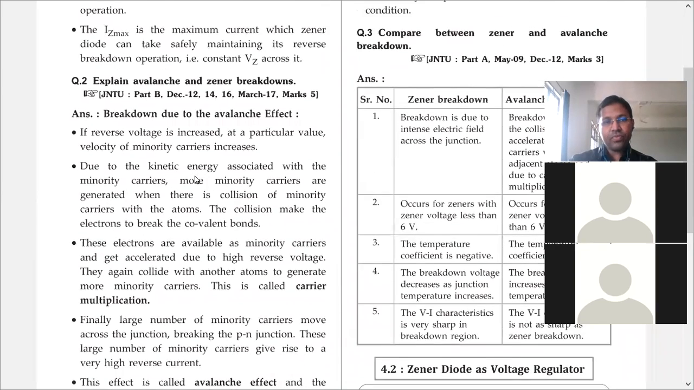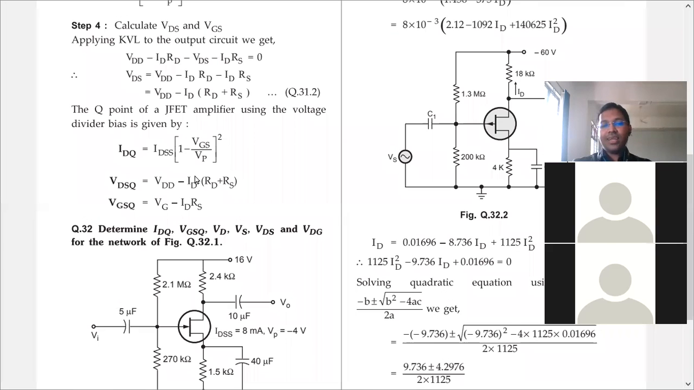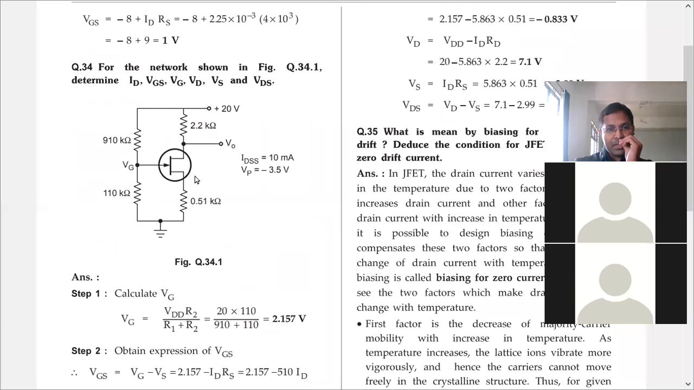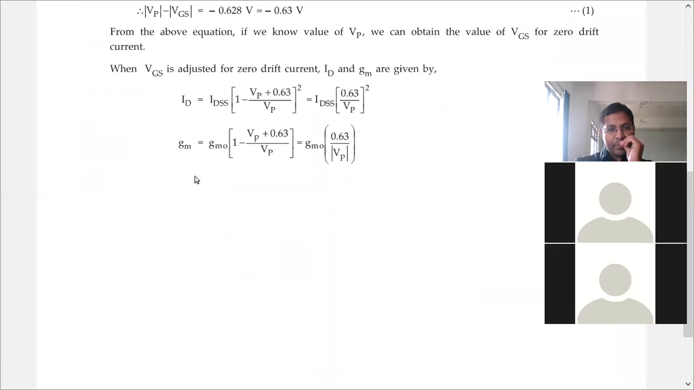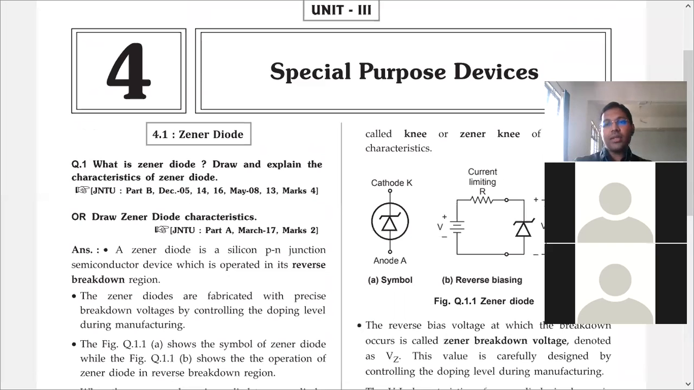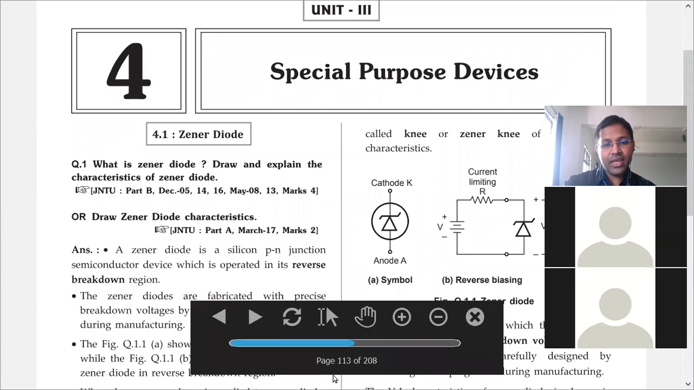Okay, so first, what is a Zener diode? Anybody answer: in what way is a Zener diode different from an ordinary PN junction diode? Anybody can answer? I hope my question is clear for you. In what way is a Zener diode different from other diodes? Anybody please answer?